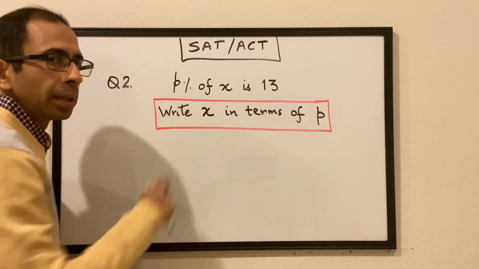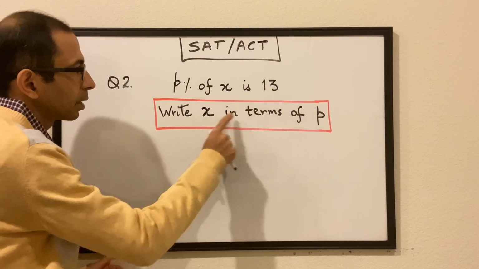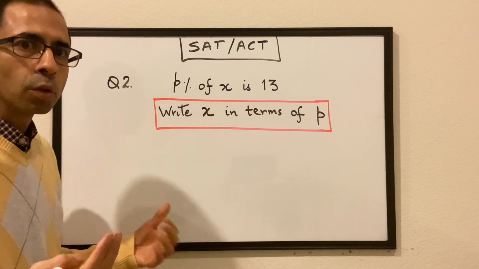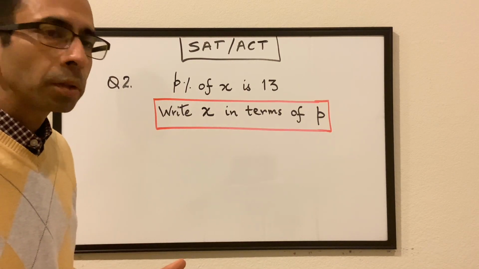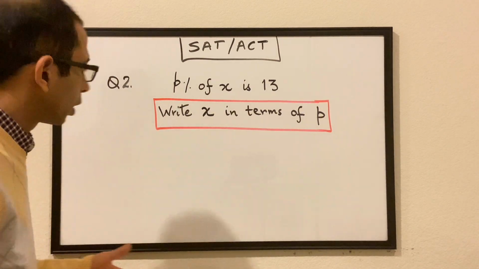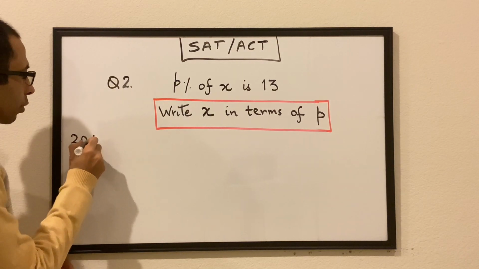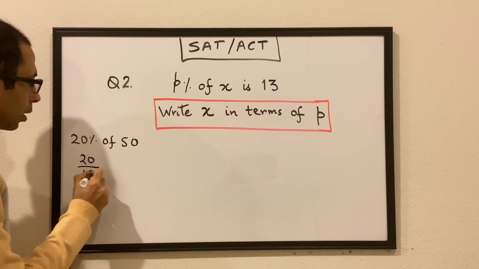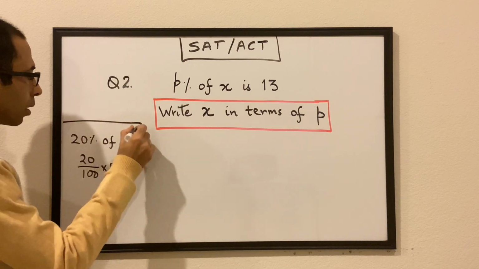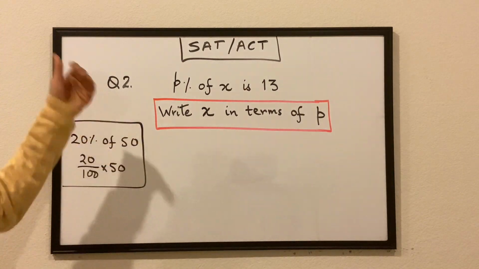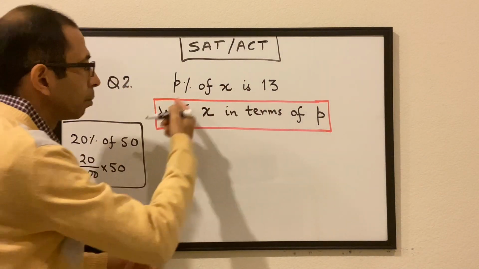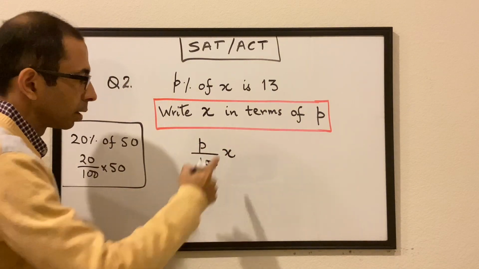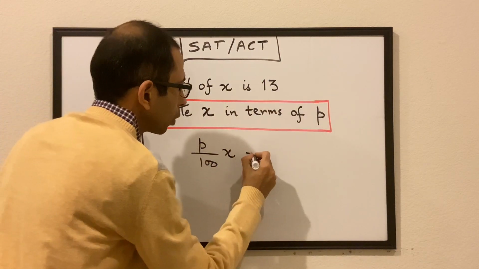P% of x is 13, and we have to write x in terms of p. Now what is percentage? We know percentage is out of 100. If somebody were to ask you what is 20% of 50, how would you write? So 20% of 50 is nothing but 20 over 100 times 50. This is how we write 20% of 50. Same thing here, P% of x is nothing but P over 100 times x. This is P% of x, which is given to be equal to 13.